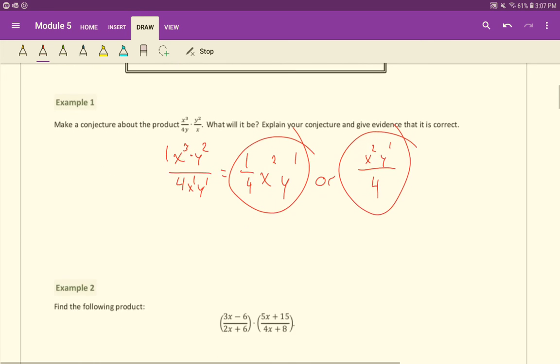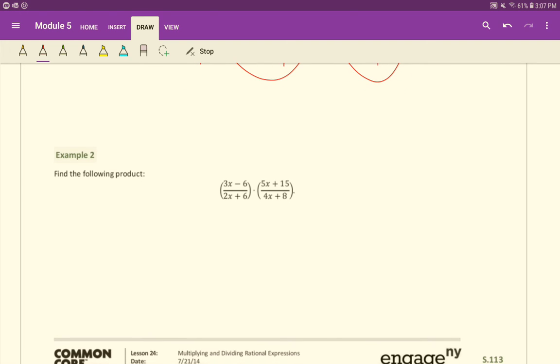Okay, let's take a look at another problem. Example 2, find the following product. Okay, so now we want to multiply here. So again, multiply across the top, multiply across the bottom. Go ahead and give this one a try. Pause the video and see if you can get this multiplied out correctly.